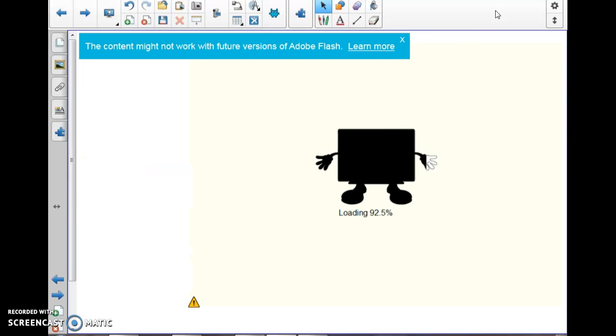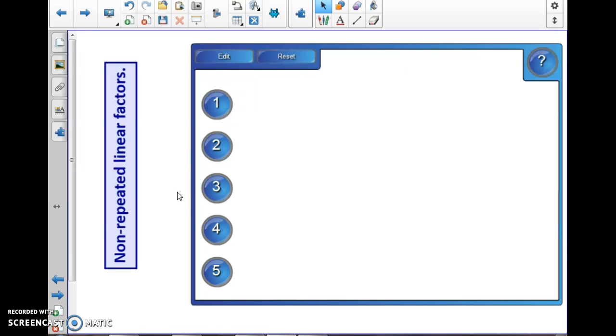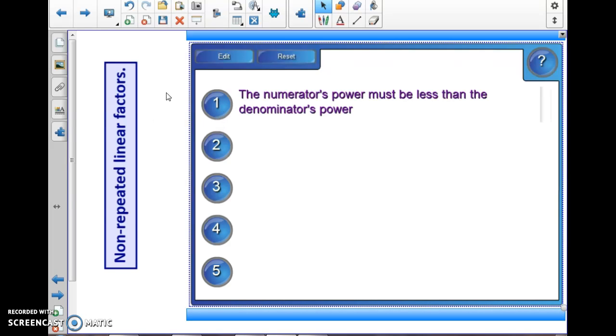The first one will be for non-repeated linear factors, and there are 5 steps to this. Each step is pretty basic until you get to the last step, and that's where all the work occurs. The first thing you need to do is make sure that the numerator's power is less than the denominator's power. If that isn't the case, we're going to learn a way to make that be the case, but if that's not happening, you can't do this process. The second step is, if it's not already done for you, to factor the denominator. Sometimes it'll already be factored, but if it is not, you want to do that in step 2.